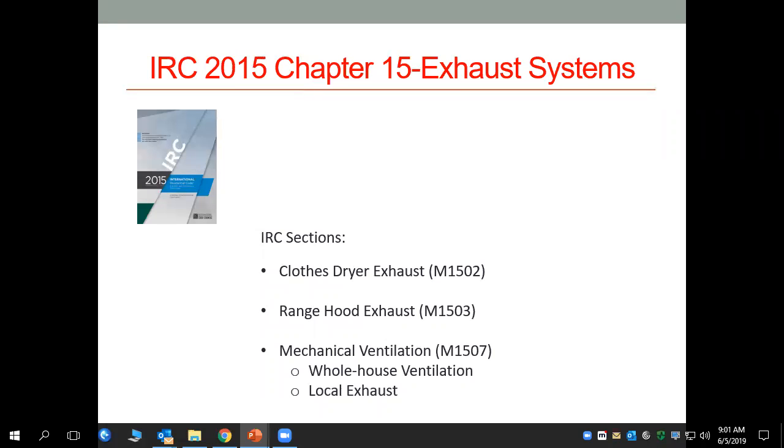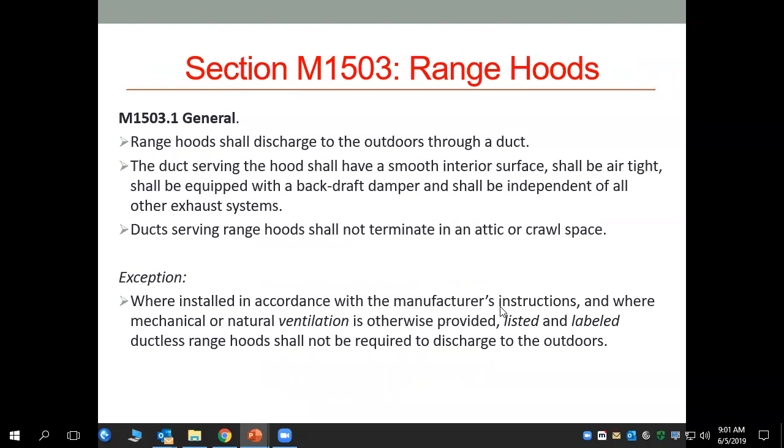All right, the IRC addresses exhaust systems. We're not going to talk about clothes dryers, even though it's really interesting how that actually has an effect and applies to a house as a system, because that right there can be your largest exhaust fan in the house. And in a very tight house, that can have some repercussions or effects on the performance of it and also of the dryer. But we're just going to do range hoods. Range hoods are becoming much, much more important to the whole house and to the house as a system.